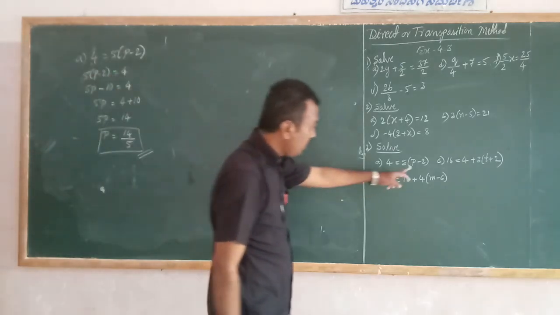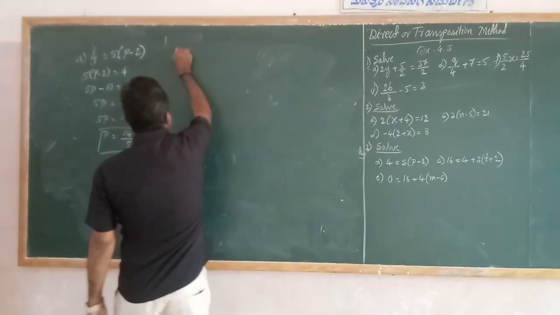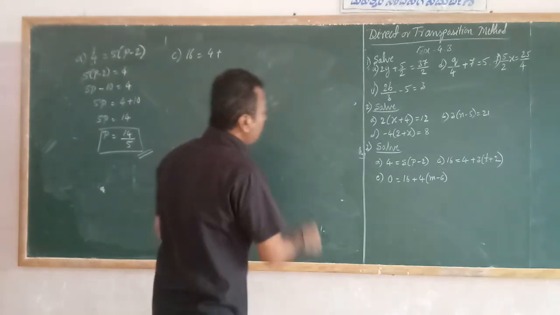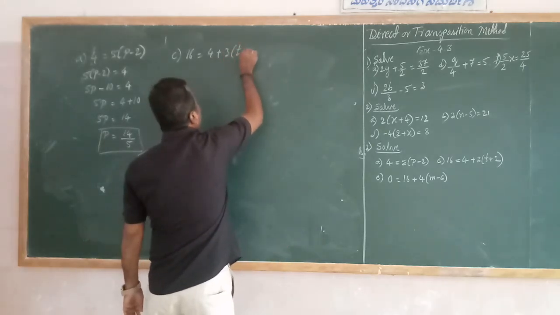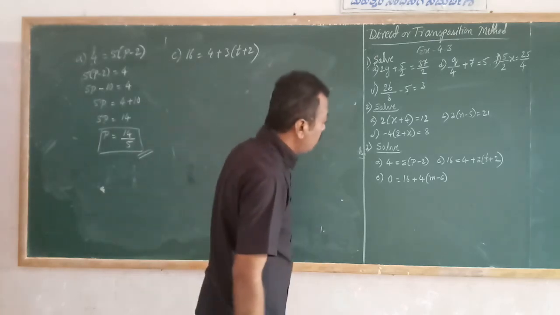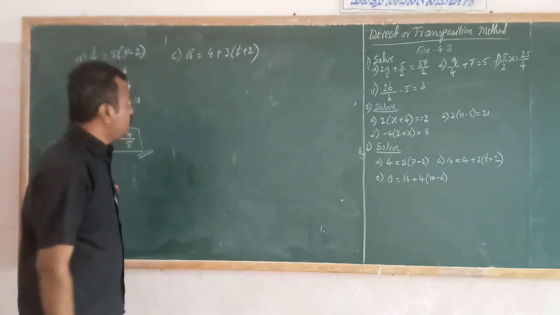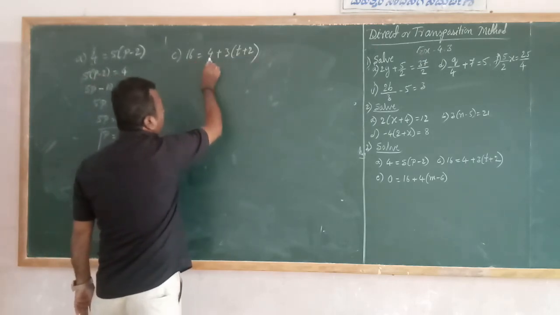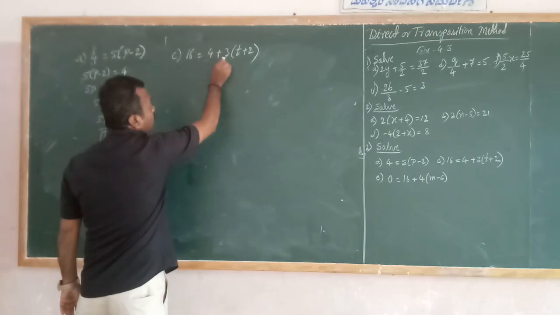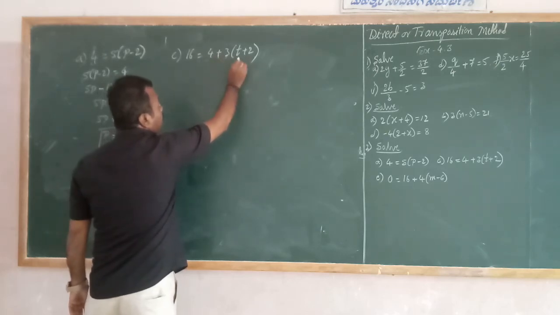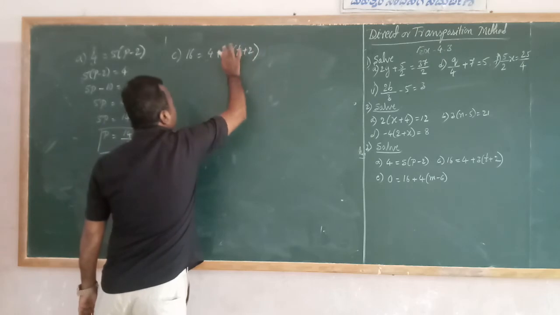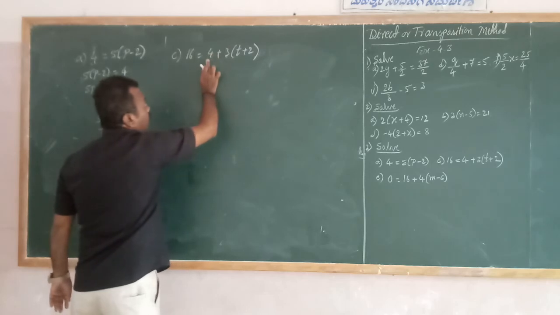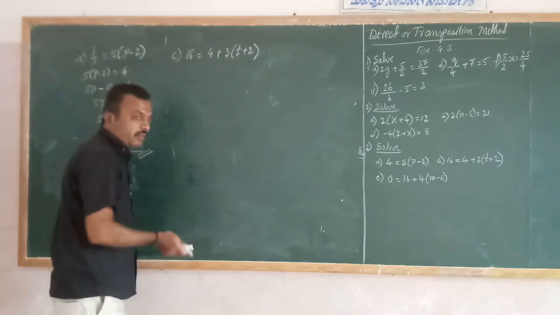Next one, C. 16 is equal to 4 plus 3 into (t plus 2). See students, 16 is equal to 4 plus 3 into (t plus 2). Someone may add 4 plus 3. No, it is wrong, because 3 into (t plus 2) is only one term, and this is another term, 4. This is a variable term, but this is a constant term. Variable and constant never add, never subtract.